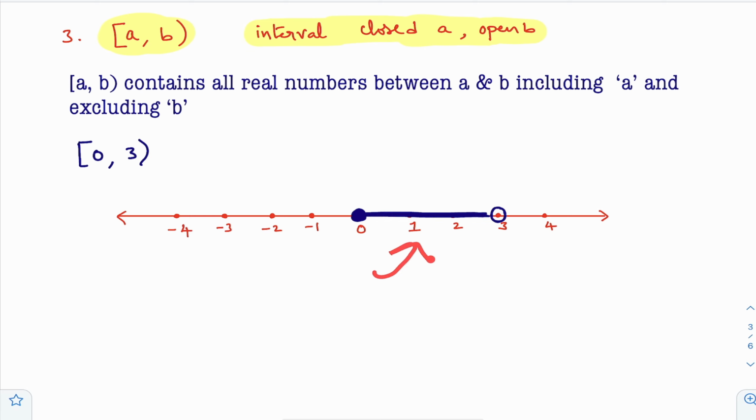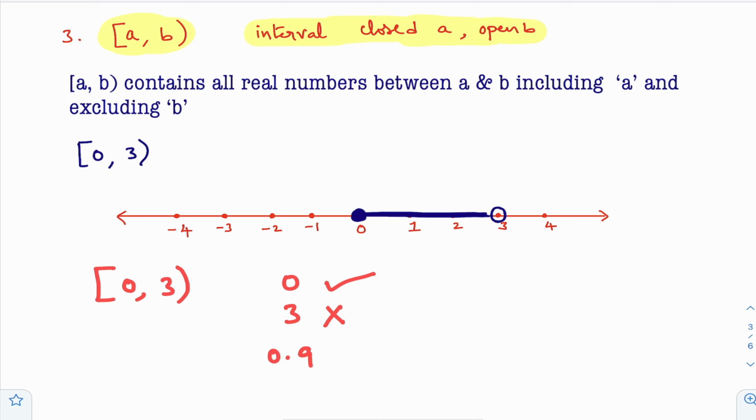The interval closed 0, open 3. The interval closed 0, open 3 contains all the real numbers between 0 and 3. 0 is included, 3 is excluded. In this interval, closed 0, open 3, is 0 present? Yes, 0 is present. In this interval, is 3 present? No. In this interval, 3 is not present.